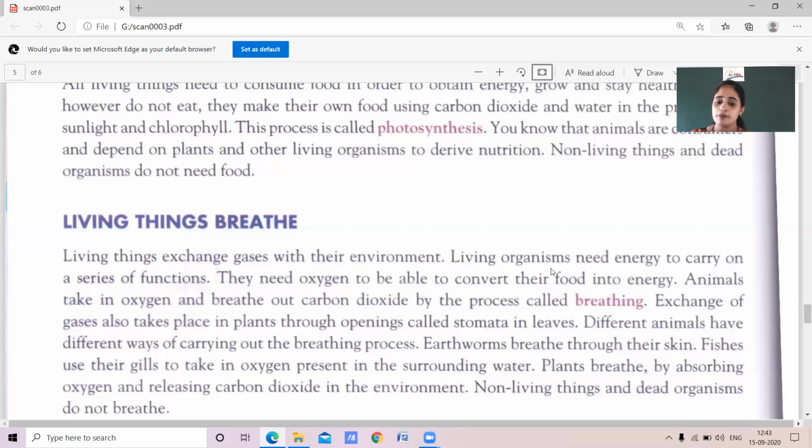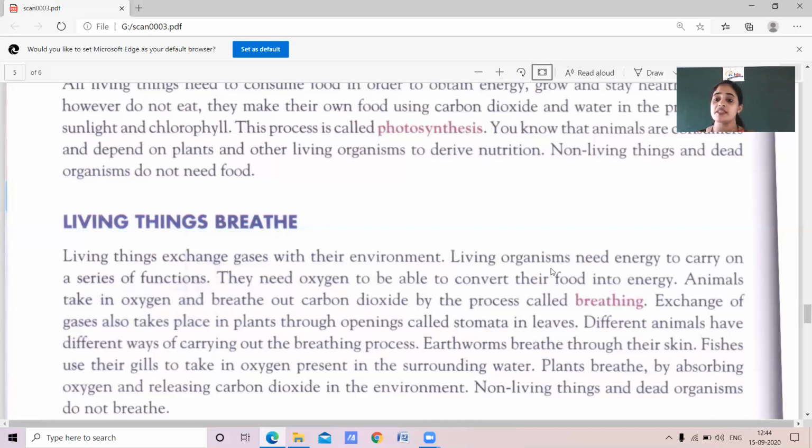Different animals have different ways of carrying out the breathing process. Earthworms breathe through their skin because they have soft skin. Fish breathe with the help of gills, using the oxygen present in the water. Plants breathe by absorbing oxygen and releasing carbon dioxide. Likewise, different life forms breathe in different ways.